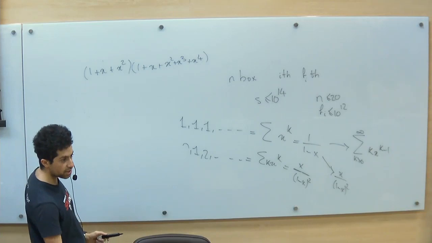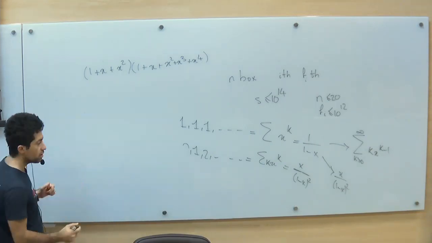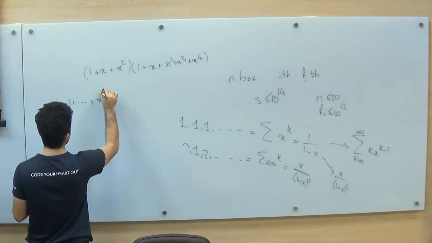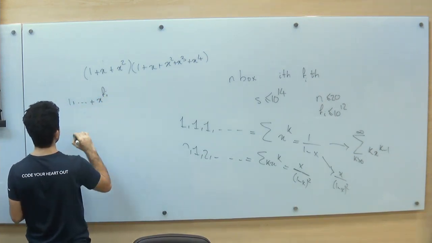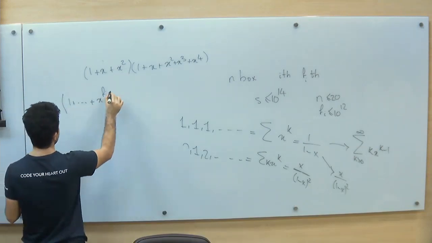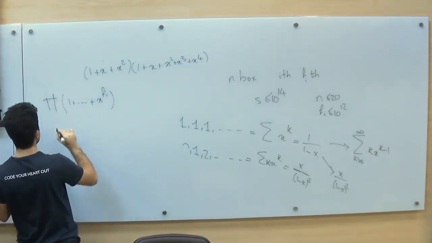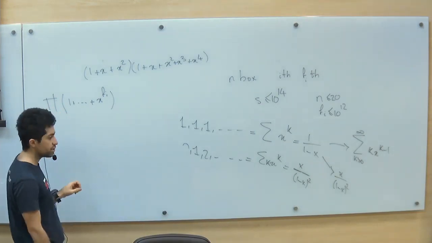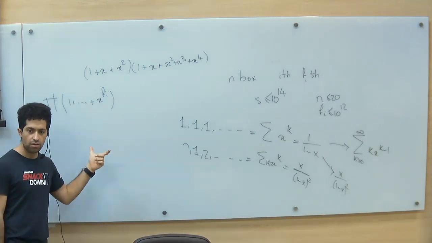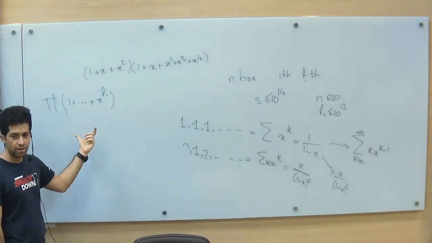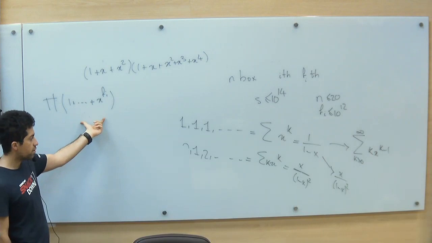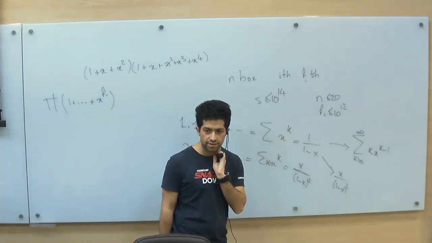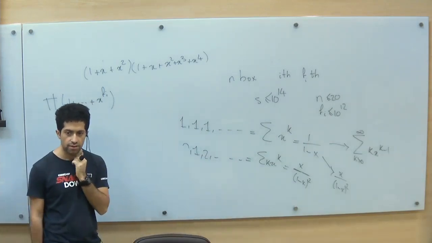So I have n polynomials. Each of them is 1 plus x plus up to x to the power of f_i, and I want to multiply all of them and find the answer. So can I find a simpler representation for this polynomial? And what's that?